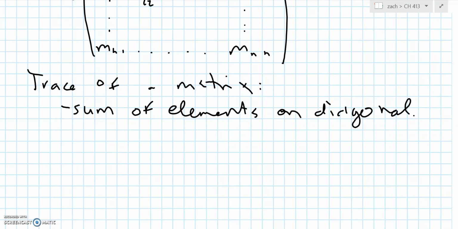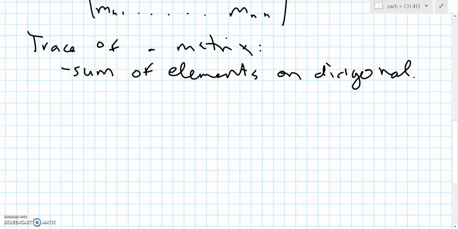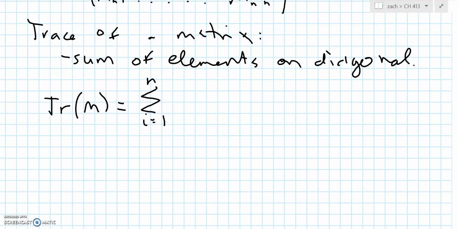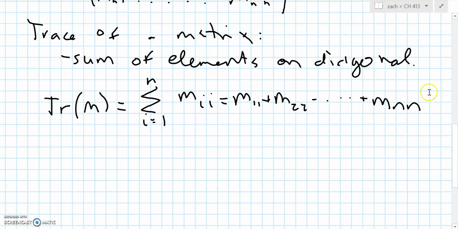So what does this look like? For our matrix above, if we just take the sum of all of those elements, we're going to use that same indexing as before. So the abbreviation is TR of M, and we're going to use the sum from i equals 1 to n, because it's an n by n matrix. And these elements are just Mii. So this looks like M11 plus M22 all the way up to MNN. Hopefully that makes sense. So the trace of a matrix is not multiplying things on the diagonal, it's the sum of the elements on the diagonal.